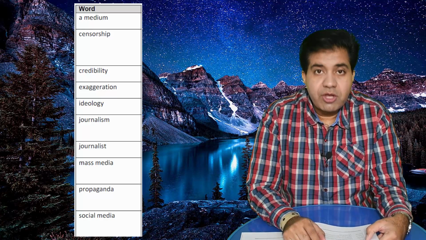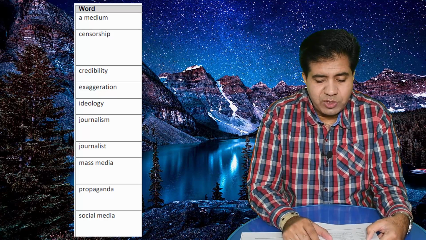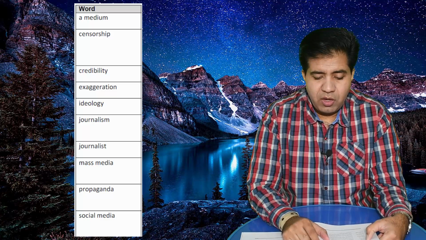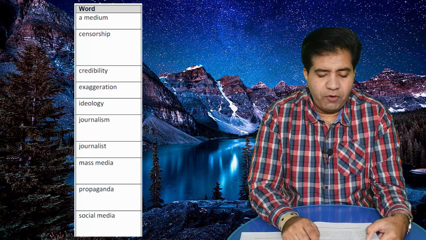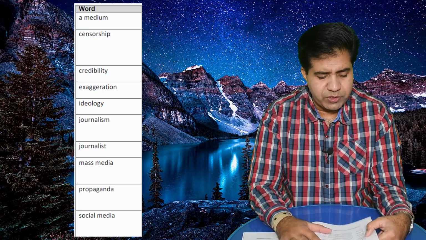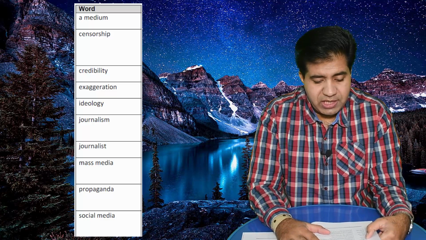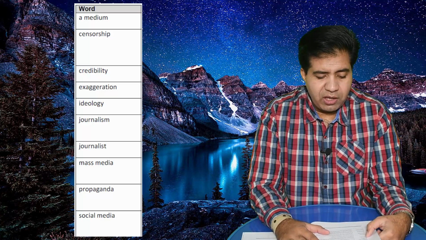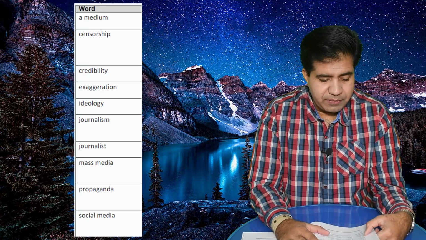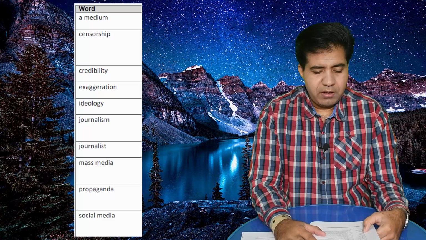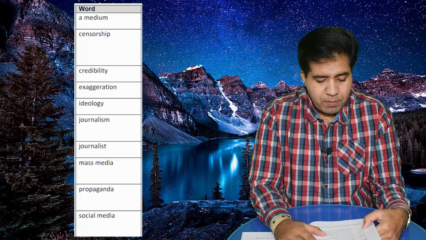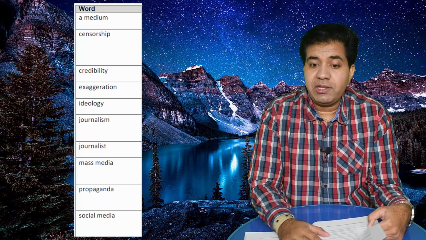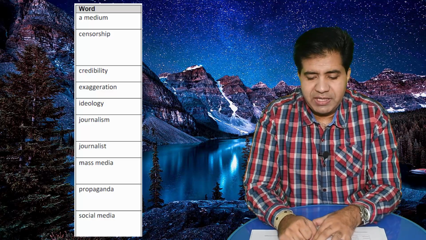Censorship. Credibility. Credibility refers to whether something is reliable or from a reliable source. Exaggeration. Exaggeration is when the truth is stretched or enlarged. Ideology. Journalism. Journalist. Mass media. Propaganda. Social media. You are familiar with social media.